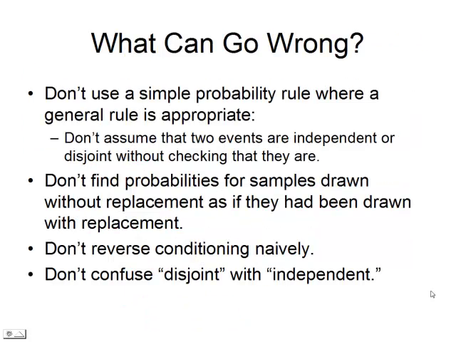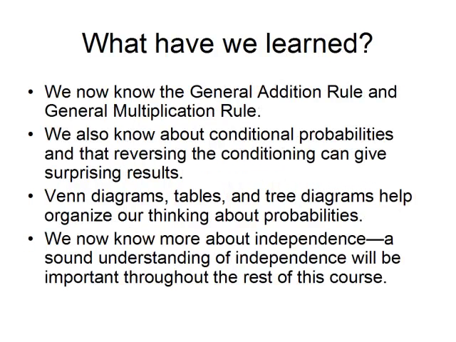So what can go wrong? Don't use a simple probability rule where a general rule is appropriate. Don't assume that two events are independent or disjoint without checking that they are. Don't find probabilities for samples drawn without replacement as if they had been drawn with replacement. Don't reverse conditioning naively. And don't confuse disjoint with independent.